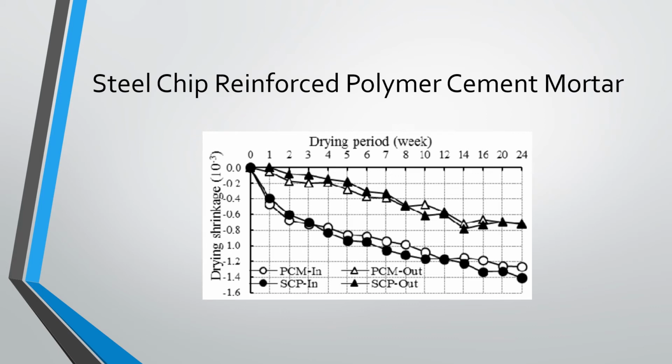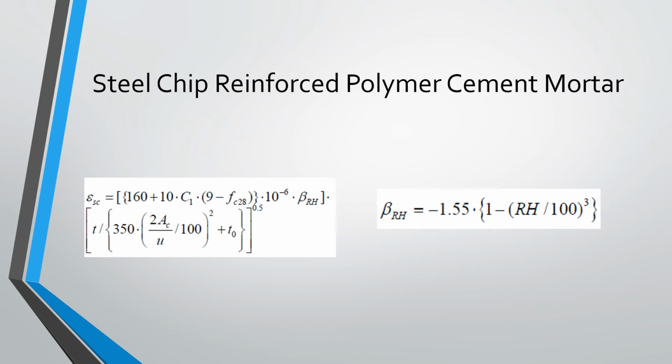So as we can see, we have a better performance with them. But in this research, we can also find an interesting predicting model based on 2D analysis. This is the two equations to find the shrinkage.